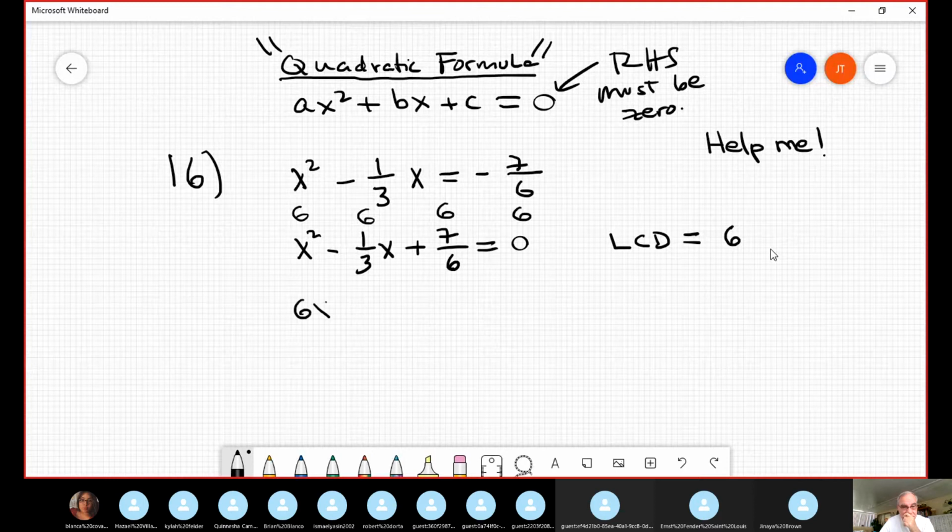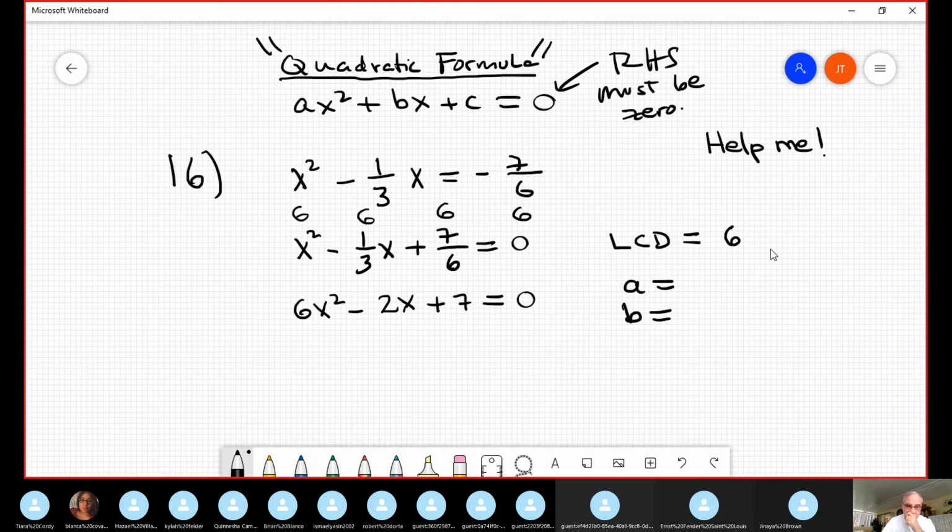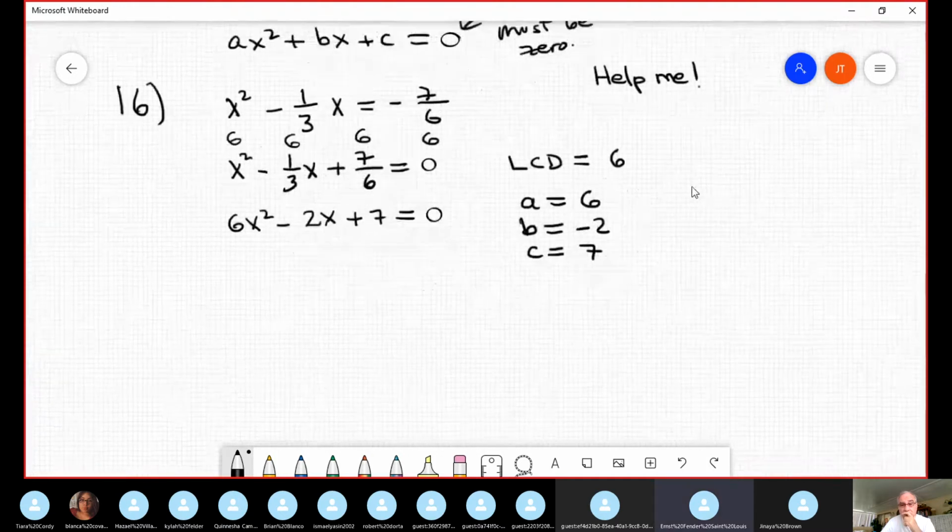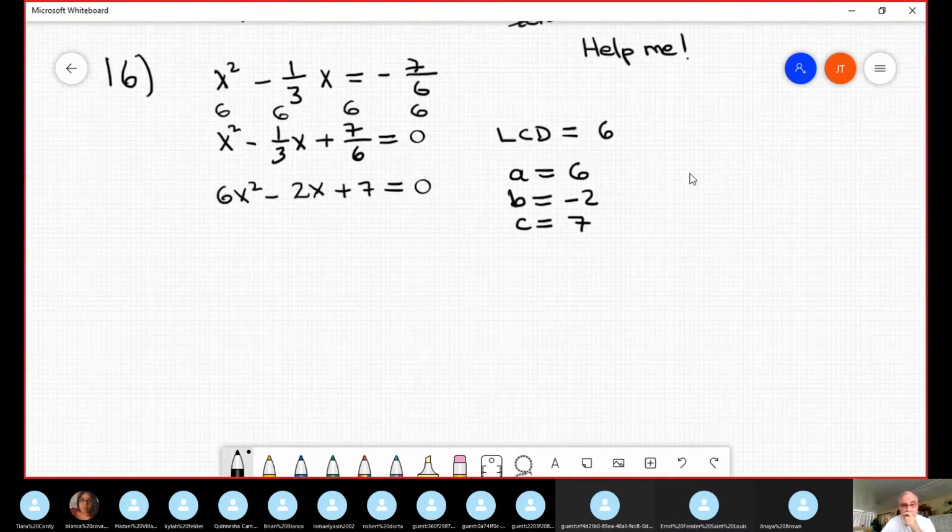So 6x squared minus 2x, because 6 divided by 3 is 2, plus 7 equals 0. And this is my new equation. Now I am ready to determine A, B, and C. A is 6, B is negative 2, and C is 7. Do you follow me? Yes or no? Yes, sir. Okay. Again, quadratic formula.